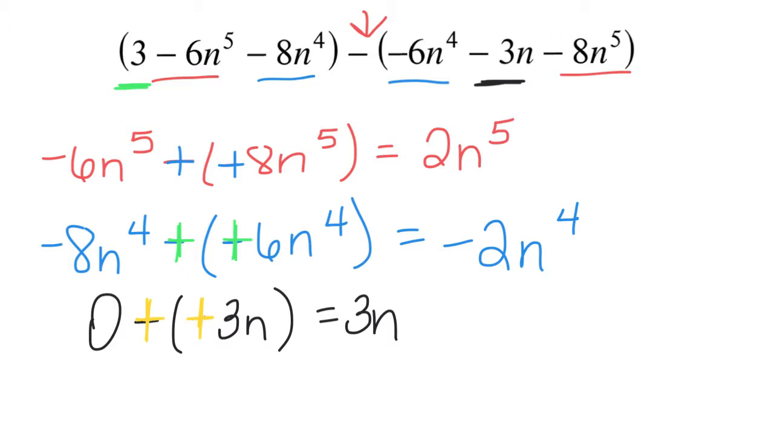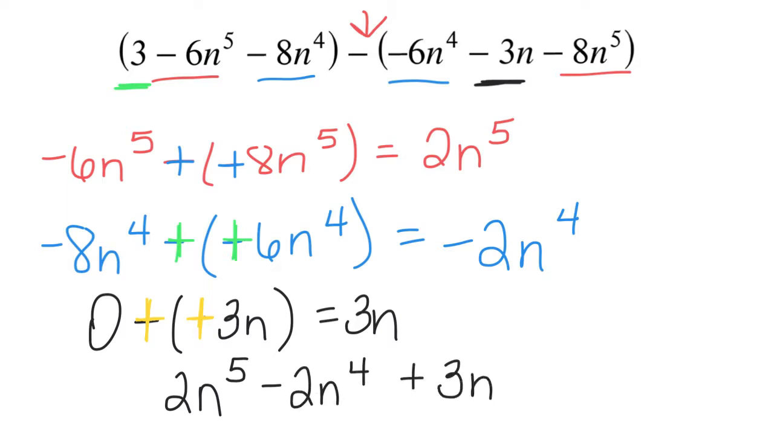So that's something you really have to watch for if you do not plan to distribute. And that's fine if you don't, but just make sure you're aware in subtraction, sometimes there's an extra step. So my answer in descending order, 2n to the 5th minus 2n to the 4th plus 3n and then plus 3.